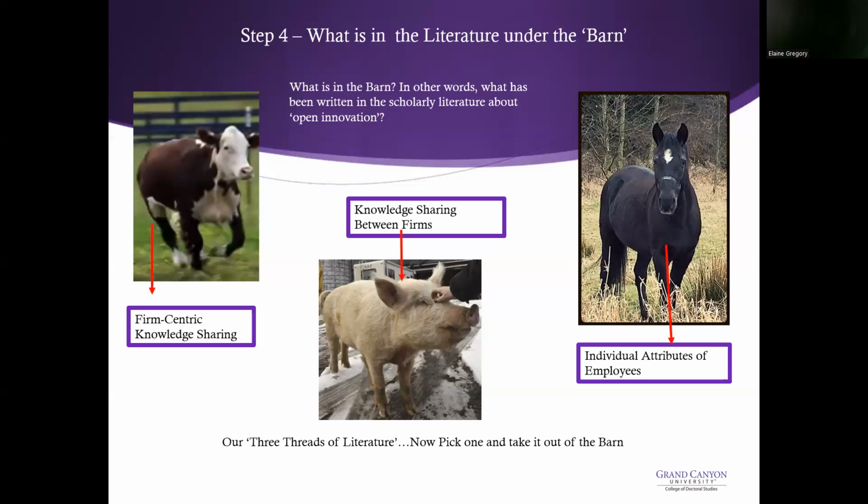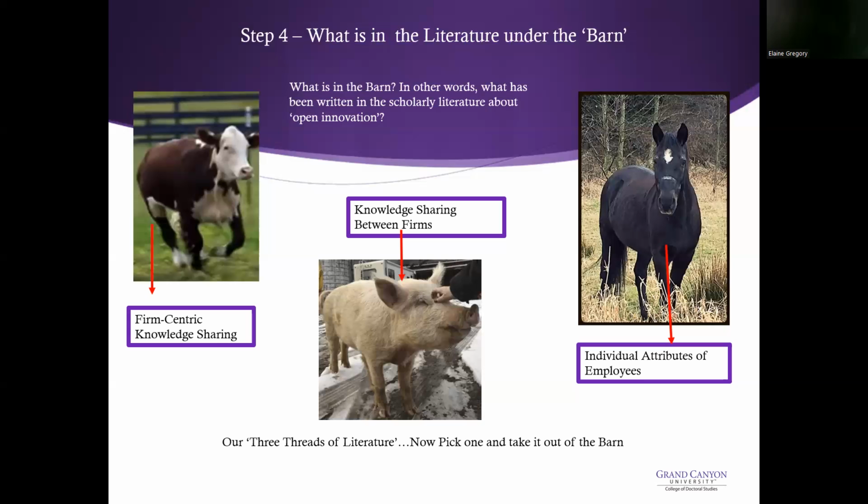And each one of those animals is going to represent some subtopic of open innovation. And when we research the literature, we see that open innovation could be represented through literature of firm-centric knowledge sharing. How do we share knowledge within the firm? The pig represents literature surrounding knowledge sharing between firms. How do we share knowledge between firms in open innovation?